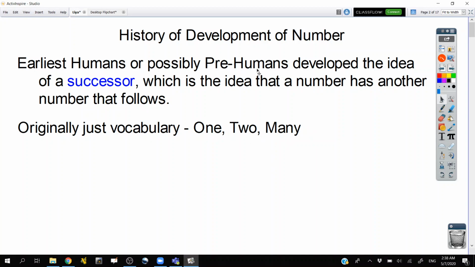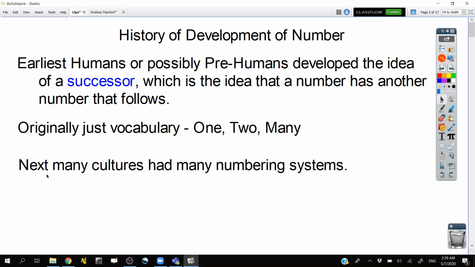The earliest humans, or pre-humans, had an idea that 2 follows 1, so 2 is the successor of 1. And they had an idea that there was a successor of 2 and a successor of that number. It's just that originally we didn't have names for all of those. By the way, there is a lot of evidence to suggest that animals can also count in this way. Crows specifically are very intelligent, and there's evidence that crows can count at least to 4 and maybe more than that. But then they would basically have the idea of 1, 2, 3, 4, and then many.